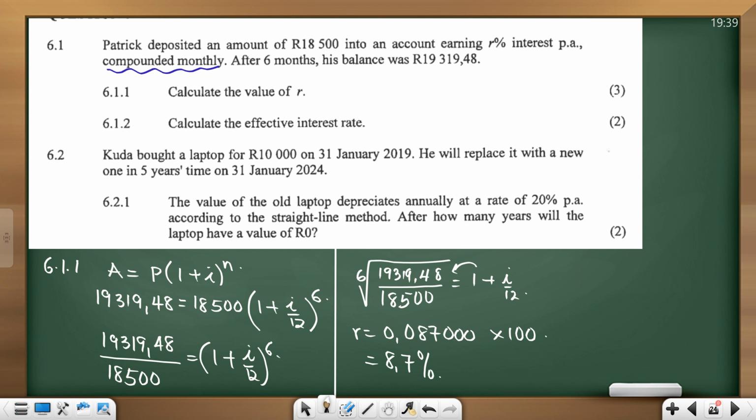6.1.2. Calculate the effective interest. And guys, they will not give you the formula page.